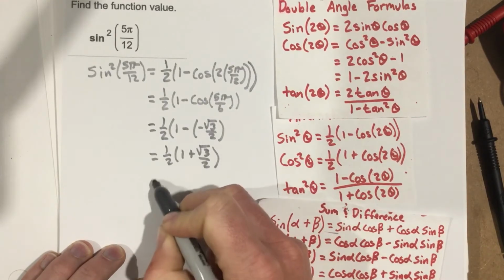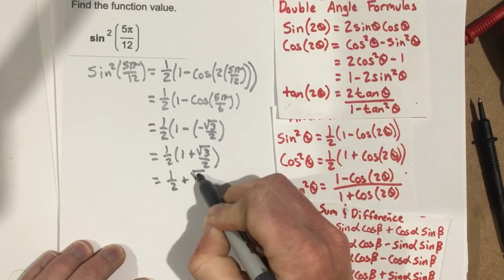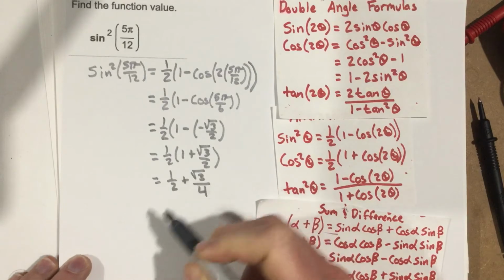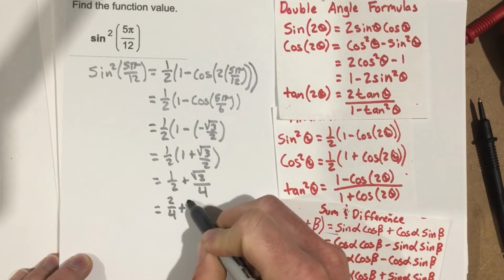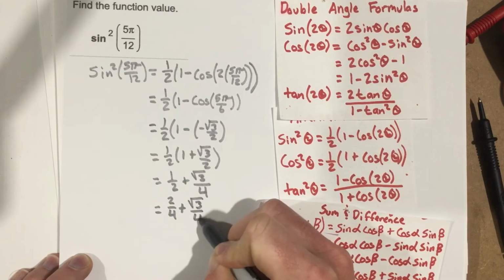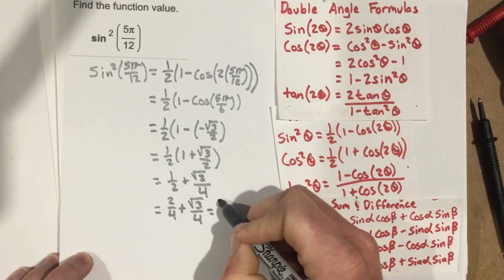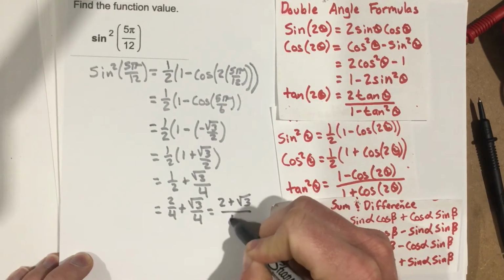Let's distribute the 1/2 to each term. That's 1/2 plus root 3 over 4. Find a common denominator here, and that'd be 2 over 4 plus root 3 over 4. And when I add those together, I end up with (2 plus root 3) over 4.